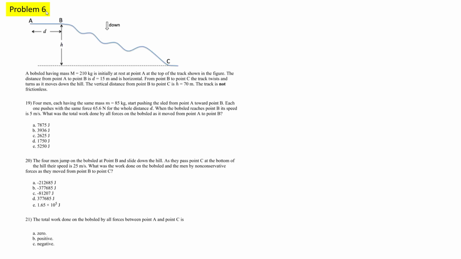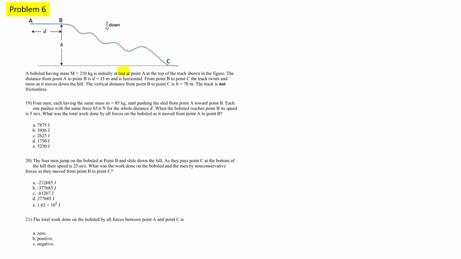All right, here's problem 6. We have a bobsled here, which has a mass of 210 kg, initially at rest at point A, at the top of the track as shown in the figure. The distance from A to B right here is 15 meters and is horizontal. From point B to point C, the track twists and turns as it moves down the hill. That vertical distance from point B to point C, that height right here, is 70 meters. The track is not frictionless.